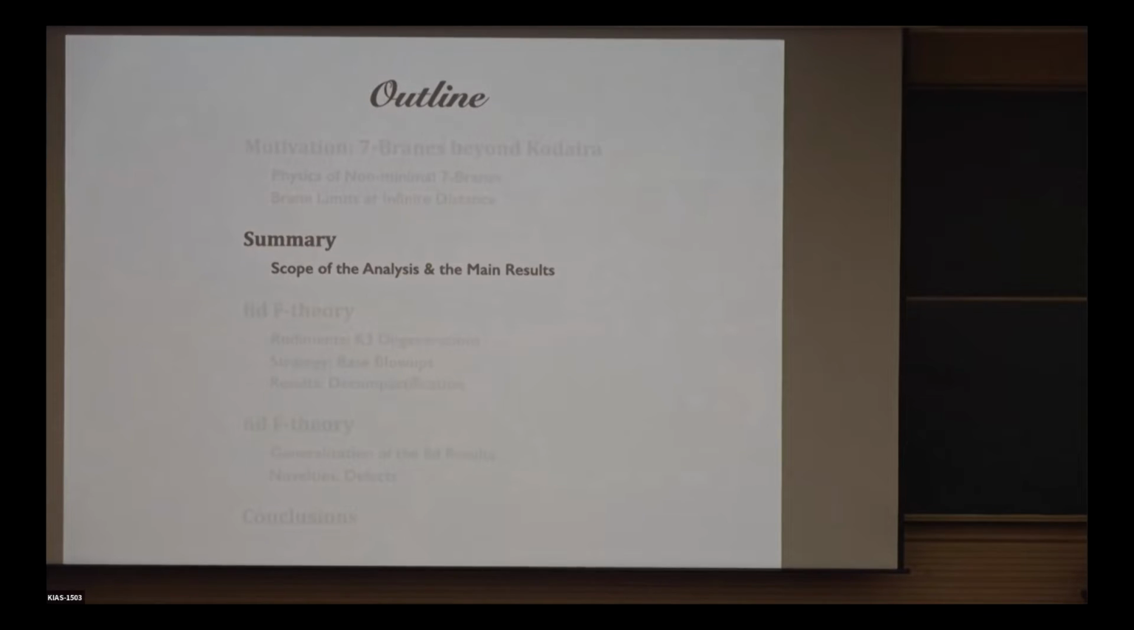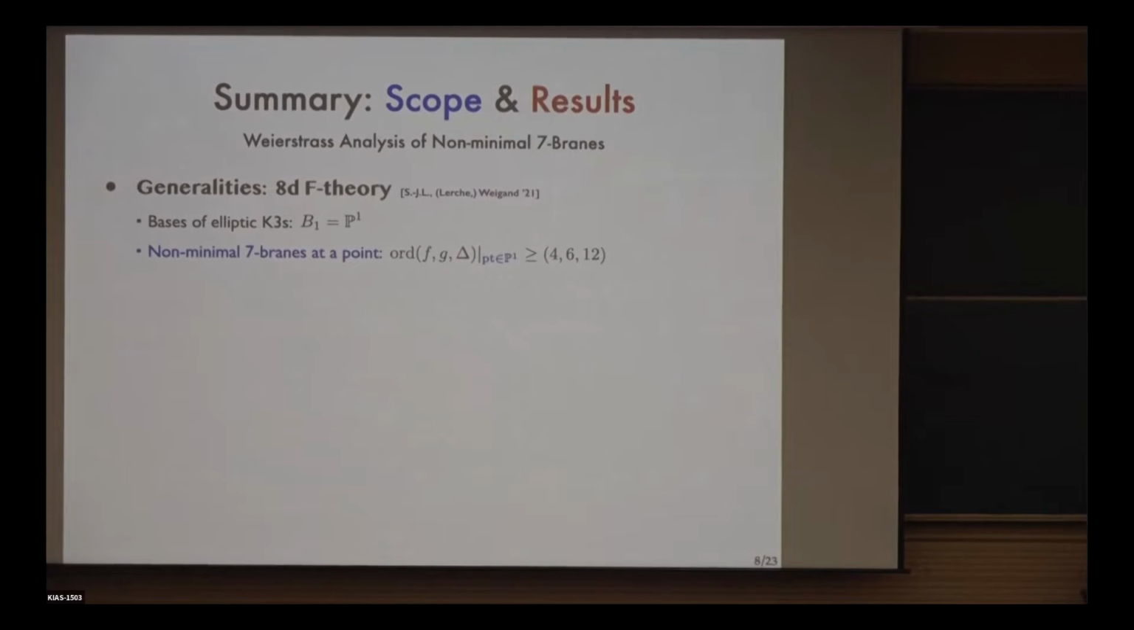So indeed, let's start with a one-page summary of the scope and the main results. In a little bit more detailed fashion, let me describe what we do and what we learn. Based on the Weierstrass description of the F-theory vacua, we analyze non-minimal 7 branes. Their general properties can be seen already from the 8-dimensional F-theory setup. The allowed base of elliptic K3 surfaces is P1, on which non-minimal 7 branes will sit at a point with vanishing orders of f, g, delta equal to or beyond 4, 6, 12.